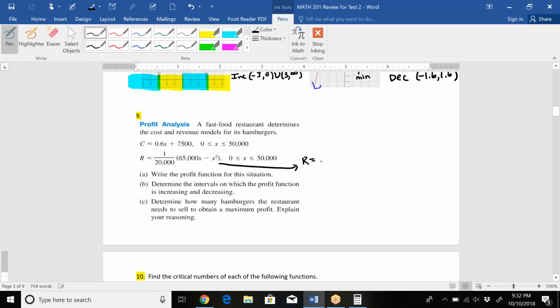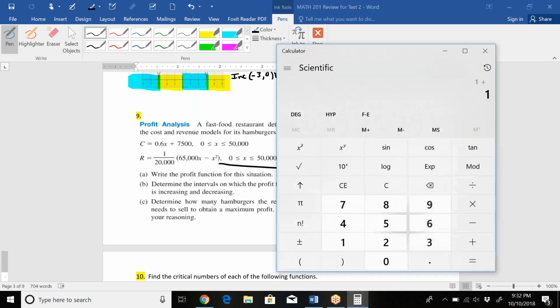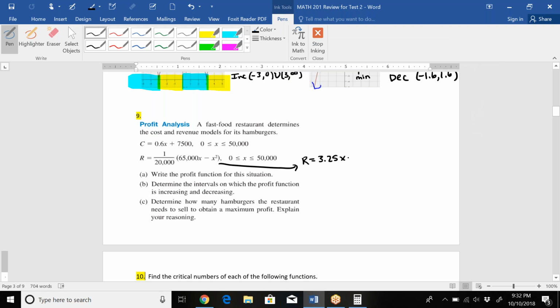So R is 3.25x. And then what is just 1 divided by 20,000? That is point, and there's 4 zeros and then a 5. So minus 0.00005x squared. So that's another, easier way to write the revenue function.